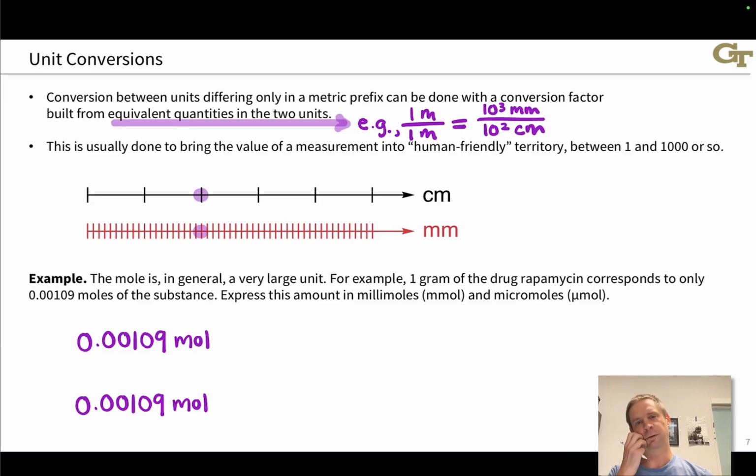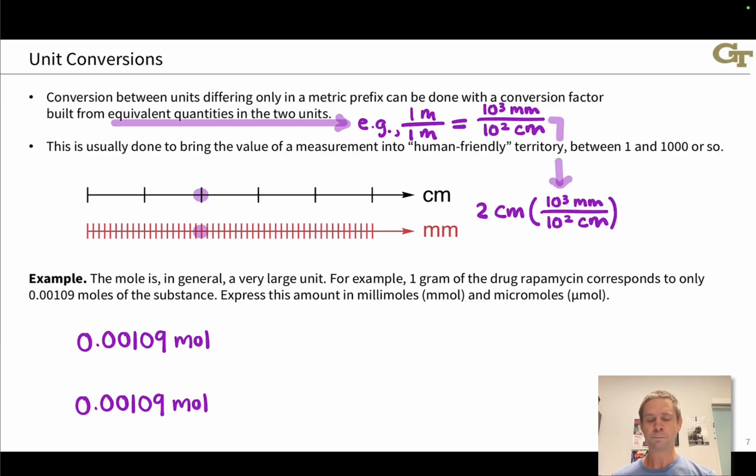But just to give a simple example of this, say we had a measurement that was 2 centimeters and I wanted to express that measurement in units of millimeters. I can use this conversion factor that we just built out, multiplying the 2 centimeters by 10 to the third millimeters for every 10 to the 2 centimeters, and the centimeters would divide out, and I would end up with 20 millimeters. Another example of this that's a little bit more stark is shown at the bottom of the slide.